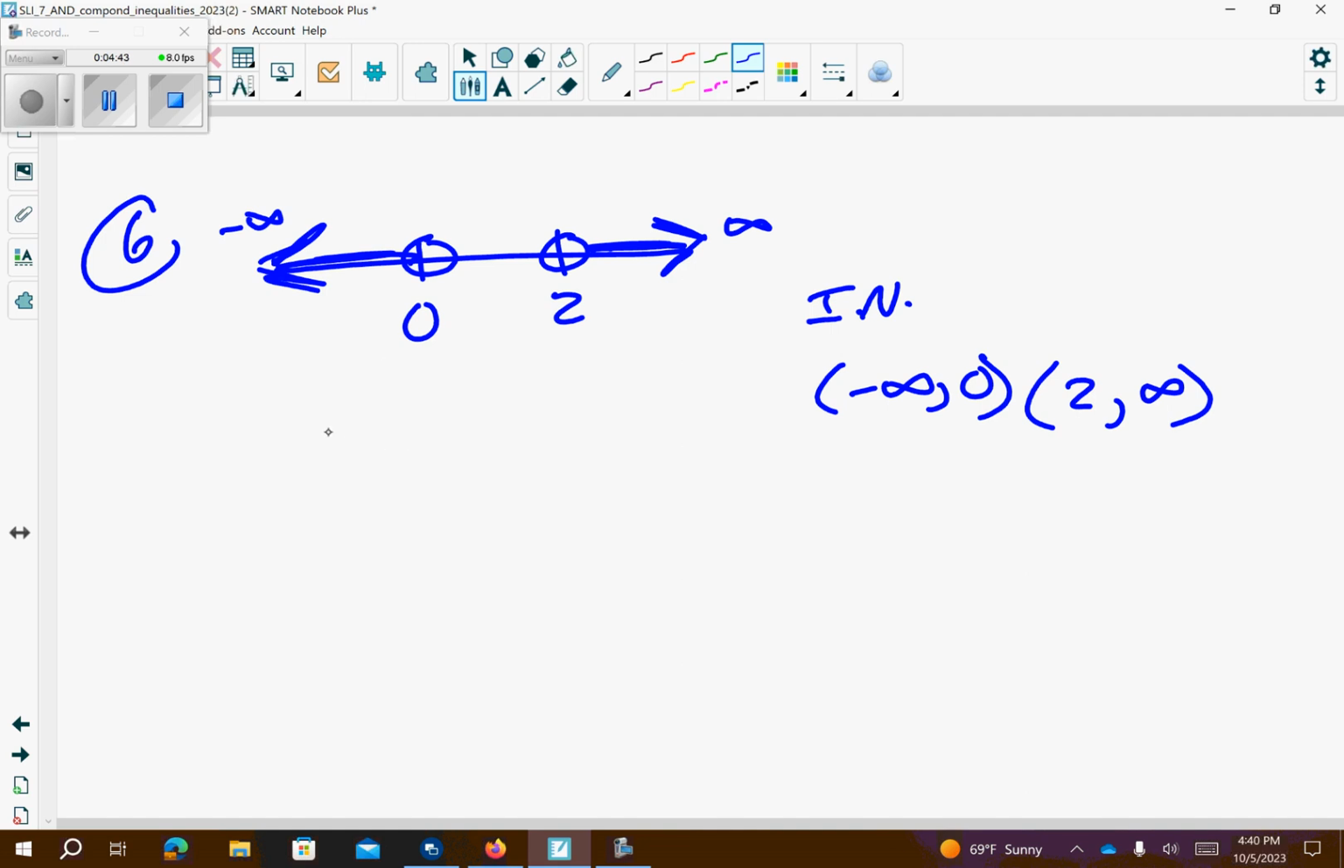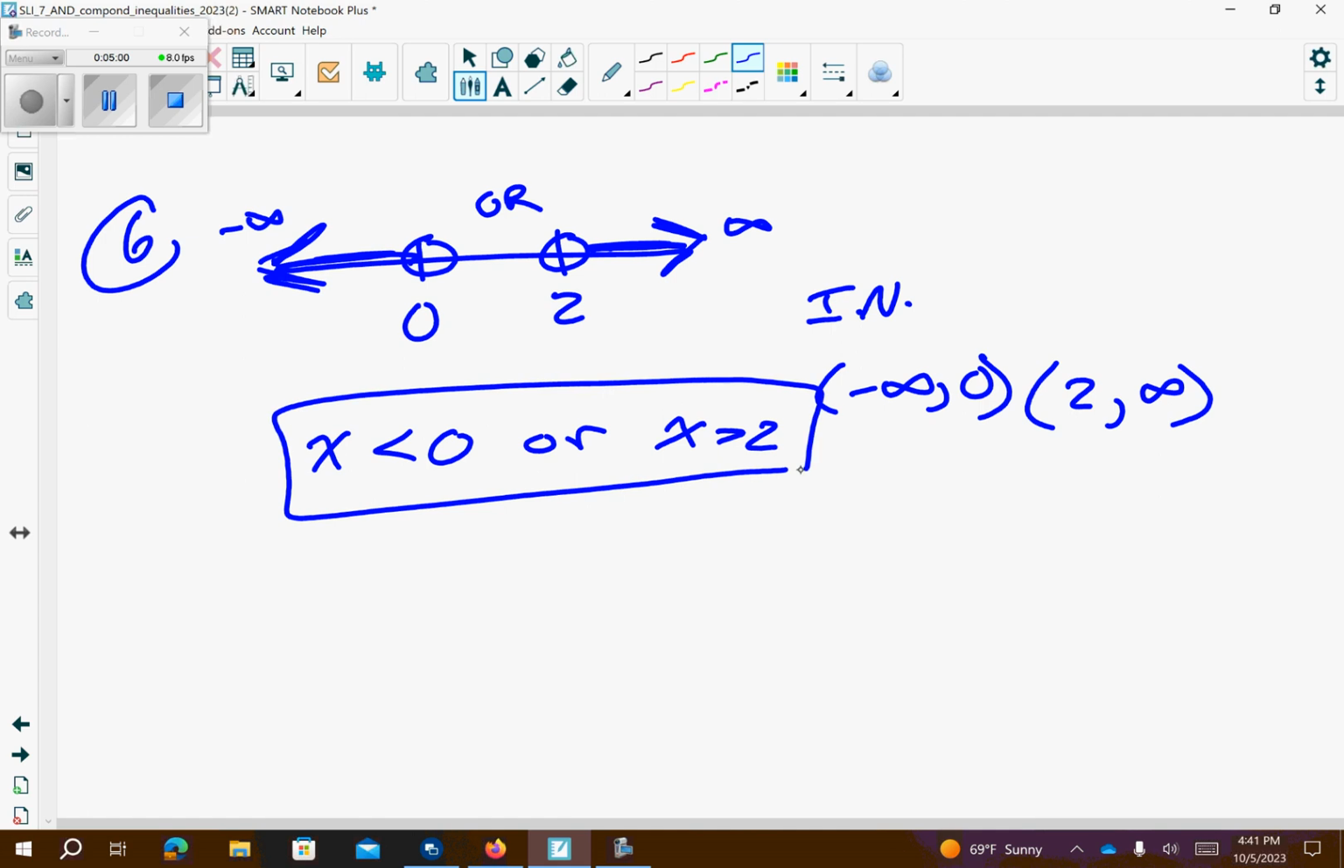So that's going to take place, and remember, this is an OR problem because we don't have just overlap. So we're going to go x is less than 0 or x is greater than 2. And that's my answer. Again, don't put them together with an or.